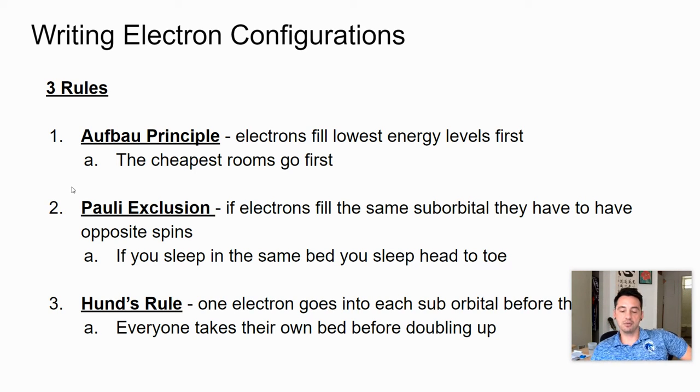Okay. The second rule is the Pauli exclusion principle. If electrons fill the same suborbital, so the same space, one's going to go up, one's going to go down. They're going to spin up and down, up and down. The way I explain this one, to remember this one, I had a friend, Paul, in college. We did a road trip after we graduated from college. And one of the first nights we had a hotel room, we had 3 friends.